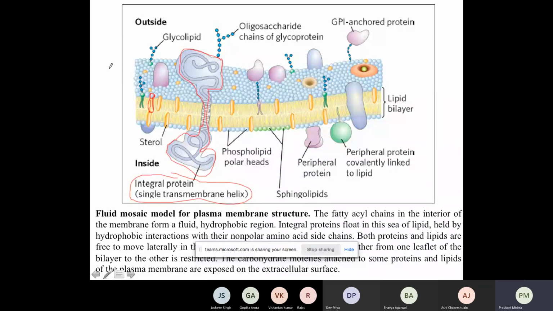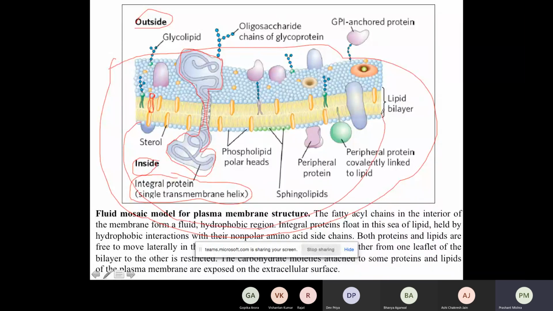When I am explaining this, you can assume that there is a cell. This is the outer side of the cell, and this is the inner side of the cell, and this is the bilayer membrane. That is a three-dimensional structure. This is the one which shows you the bilayer of the membrane, the actual membrane structure. Now this gives you the three-dimensional view of the membrane. So okay, let me just go back.